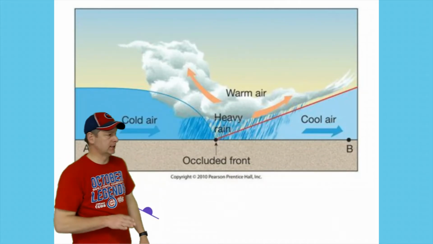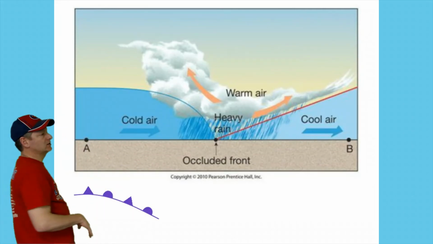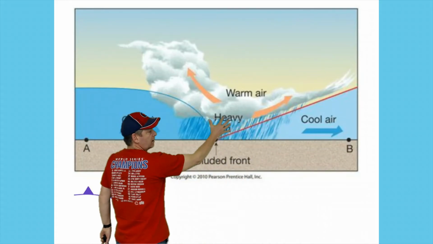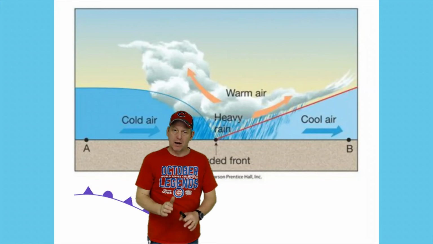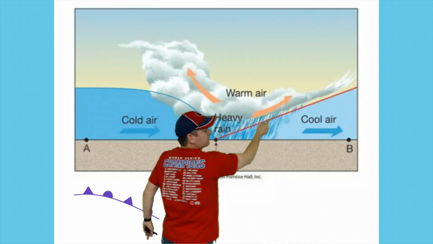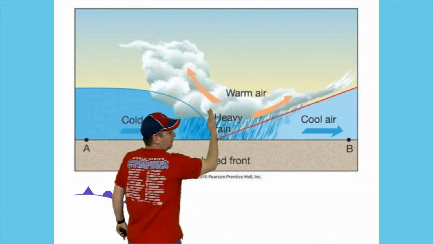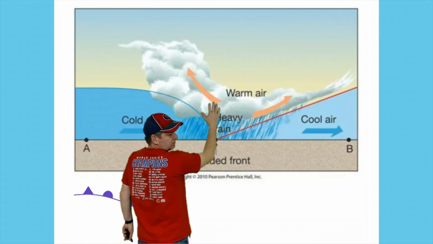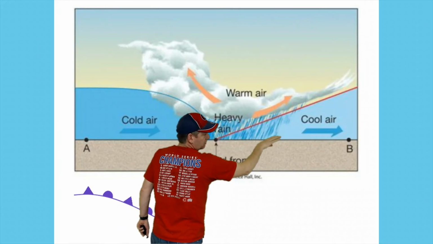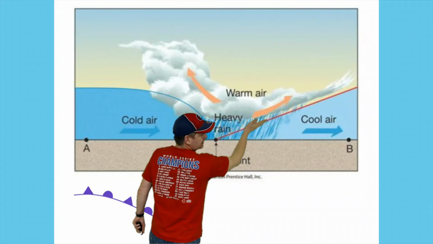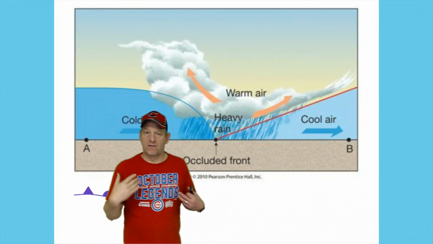The occluded front is a little bit different than the other ones. So what we have is cold air right over here, and then warm air right here. But the warm air is more powerful than that cold air. So look at this. We have a warm front right here. Ignore all of this over here, and that looks just like a warm front. Warm air is pushing this way, cold air is trying to move out, but the warm air overtakes the cold air, and we have this nice little warm front.